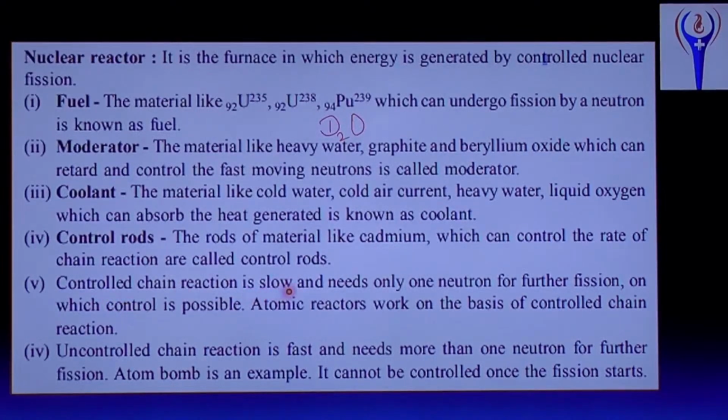A controlled chain reaction is slow and needs only 1 neutron for further fission. Every time 2 or 3 neutrons should not be emitted; for every fission, only 1 neutron for further fission, on which control is possible. That is the principle used in an atomic reactor. The atomic reactor is the basis of a controlled chain reaction. And if it is not under control, that leads to an atom bomb explosion. If more than 1 neutron is emitted in each fission, that leads to an uncontrolled chain reaction, which is called an atom bomb.